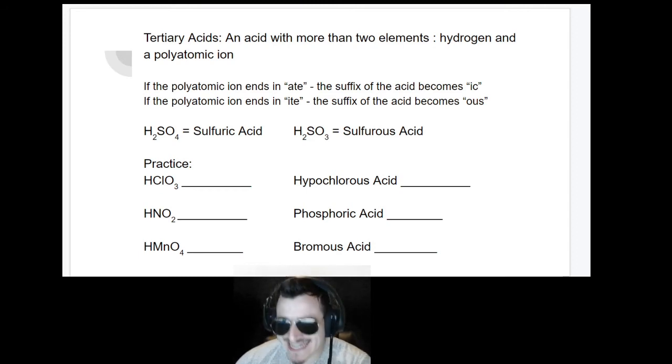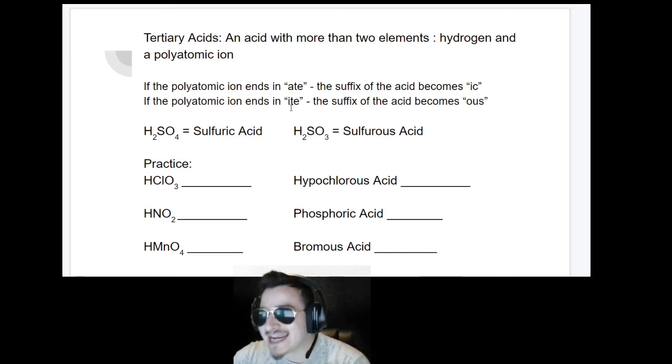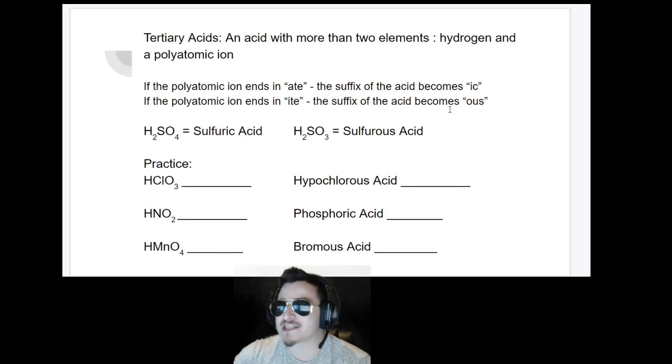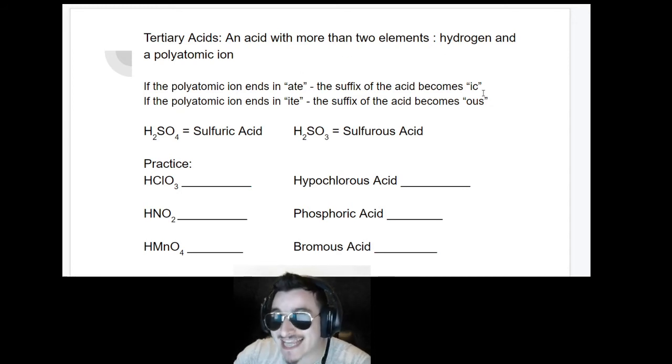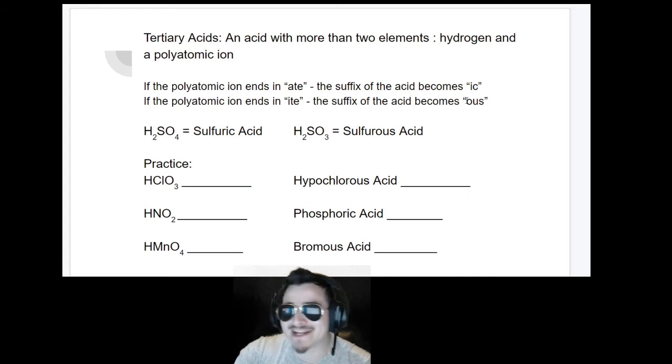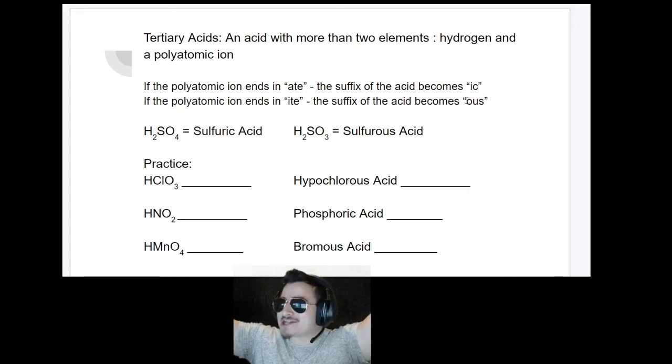Well, there's a very easy mnemonic device. If the polyatomic ion, or the chemistry gang, ends in -ate, the suffix of the acid becomes -ic. If the polyatomic ion ends in -ite, the suffix of the acid becomes -us. So here's what I say in my head: I ate something icky, so I drank Sprite, and it was delicious. Oh my goodness, how can you miss any question with that?